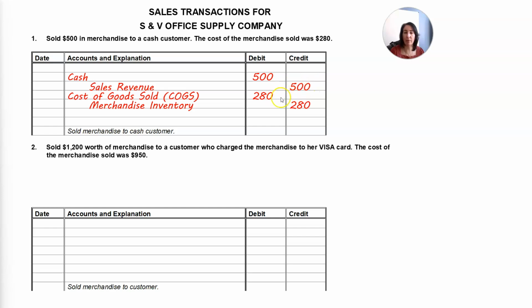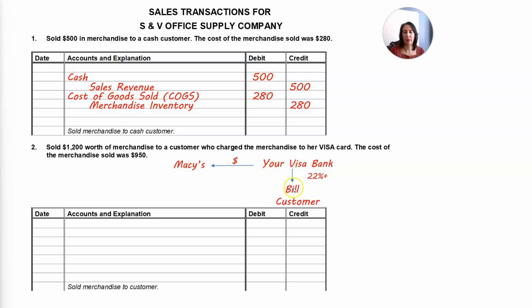We don't actually record the profit as a journal entry. All right, so here's a little example. Sold $1,200 of merchandise to a customer who charged the merchandise to her Visa card. Cost of the merchandise was $950. All right, so I know there's this little graphic here. The idea is, how does this even work, right?